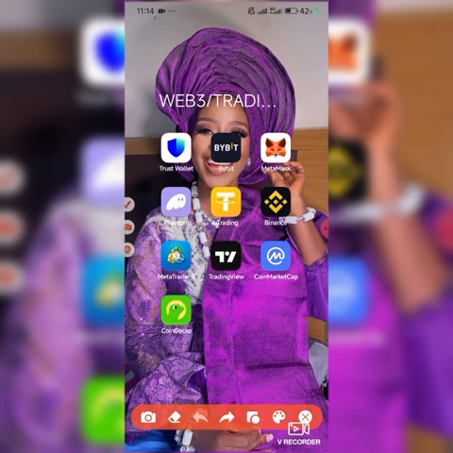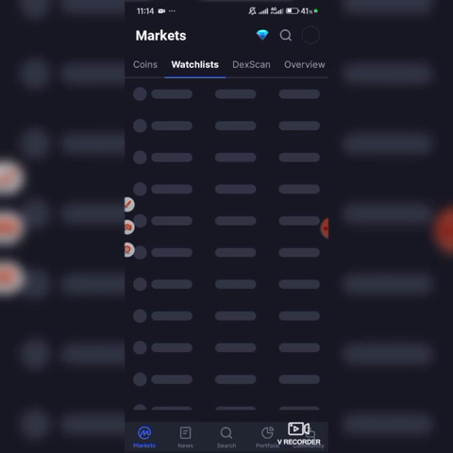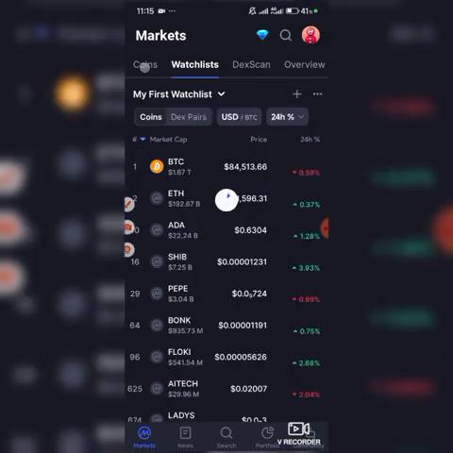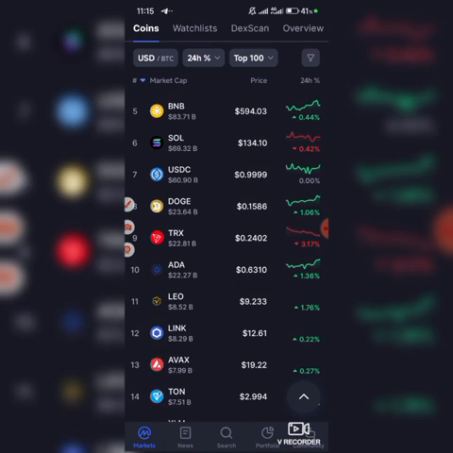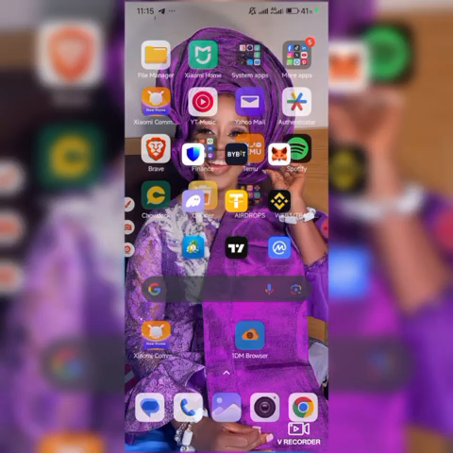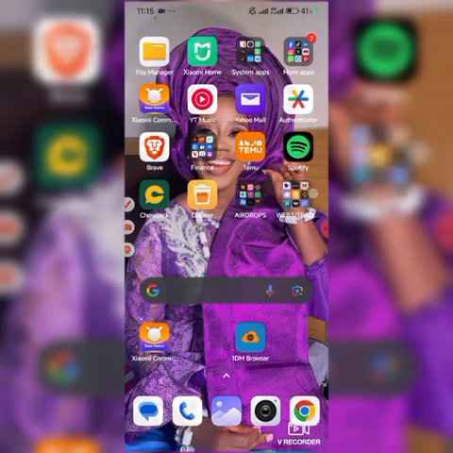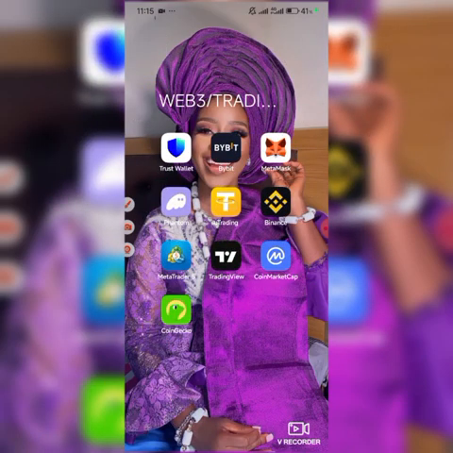What I want to show you first is CoinMarketCap, just to show you the price of all the coins. This is my own watch list. Let's come to coins. Now you can see the price of BTC, Ethereum, USDT, and the likes. This will give you an overview of the kind of coin you want to be trading on this trading app. We have popular coins here. So I'll just go back to my Utrading.